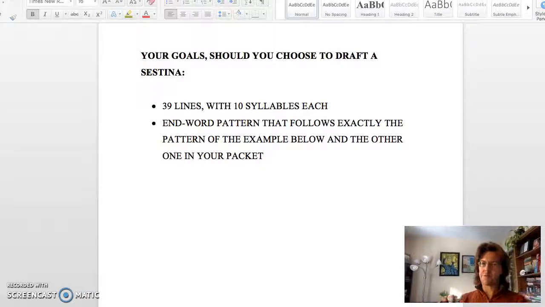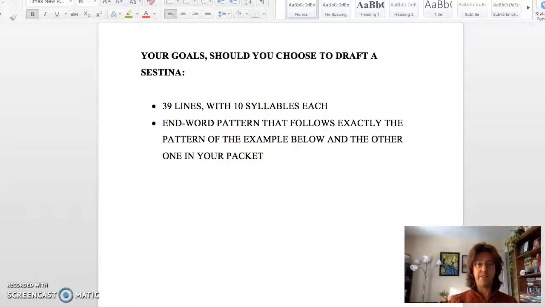So your other option, other than writing one sonnet and one poem modeled on Heaney's dream, so the sonnet would be 14 lines and the other poem is required to be 15 to 20 lines, would be to write a single sestina. So that is 39 lines by itself, but you'd only write one. Your goals, if you're trying to write a sestina, as with the sonnet, have to do with following an exact structure that is specific to the form.